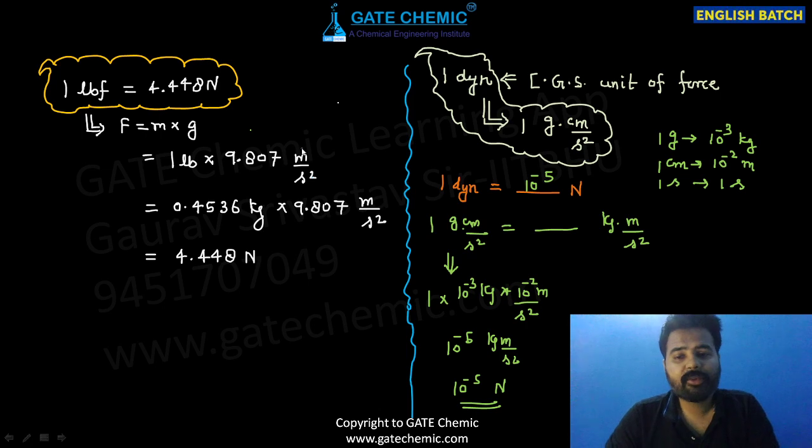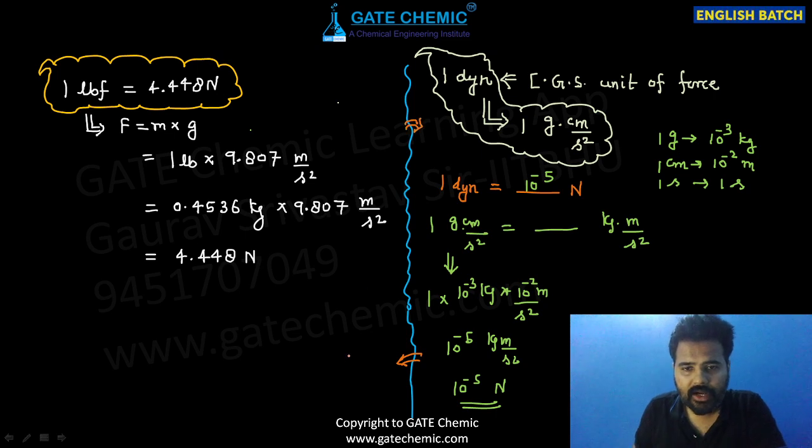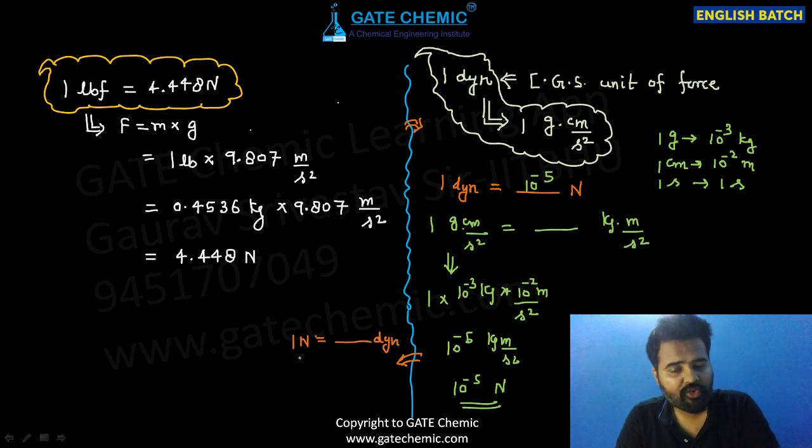Now suppose I want to know 1 newton equals how much dyne. Can you tell me the answer? 1 newton equals how much dyne? Tell me everyone.